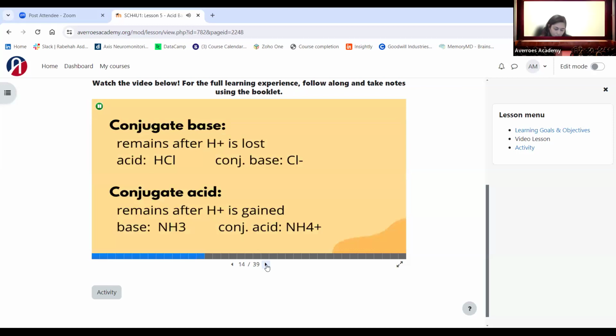So another way to look at it is that the conjugate base is what remains after the H+ is lost. So if our acid is HCl, the conjugate base is Cl-. And then our conjugate acid is what remains after the H+ is gained. So if our base in our reactants is NH3, the conjugate acid of that is NH4+.